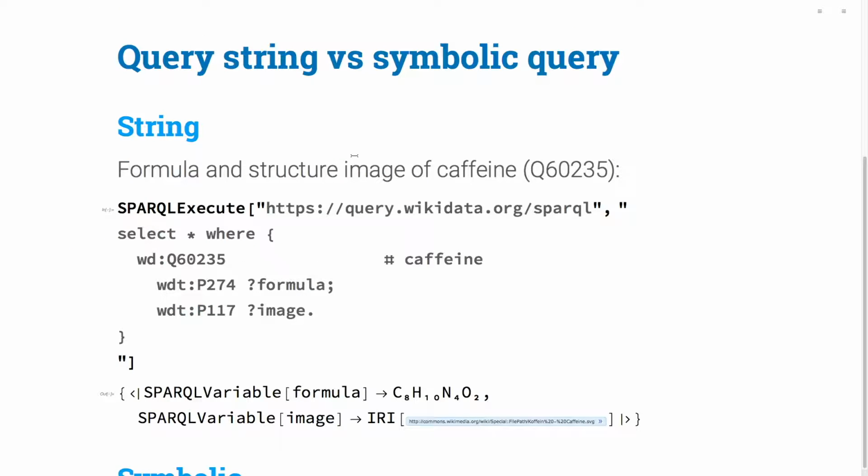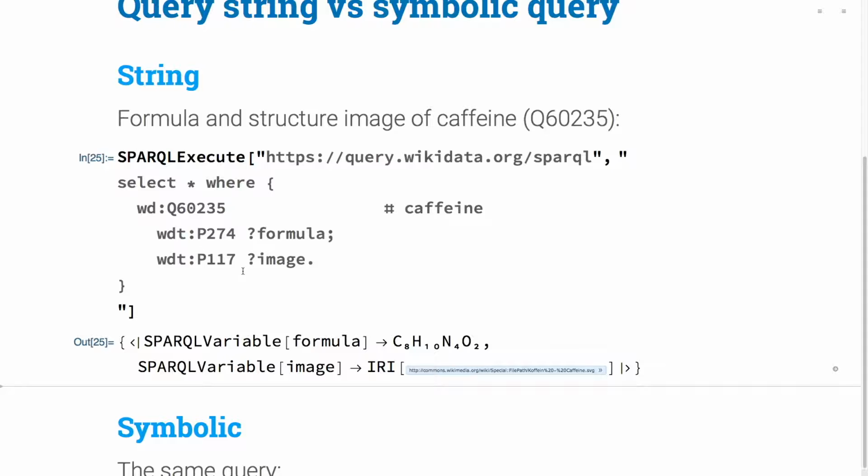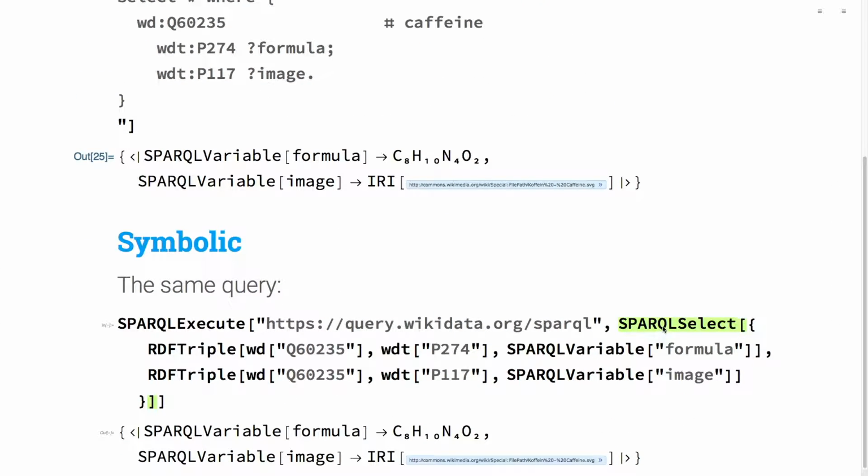The other distinction is symbolic versus query strings. Our main feature is the symbolic queries. But in some cases, when you're writing queries manually, you would probably use a query string. So with that query that I'm sending to Wikidata, I'm retrieving for caffeine the chemical formula and the image. I can execute it. Well, it's the same as yesterday. But I can write the same query in symbolic form. So here you have a SPARQL select query with a list of triple patterns. Here, this is caffeine. This is the formula, and this is the image. And you get back the same result.